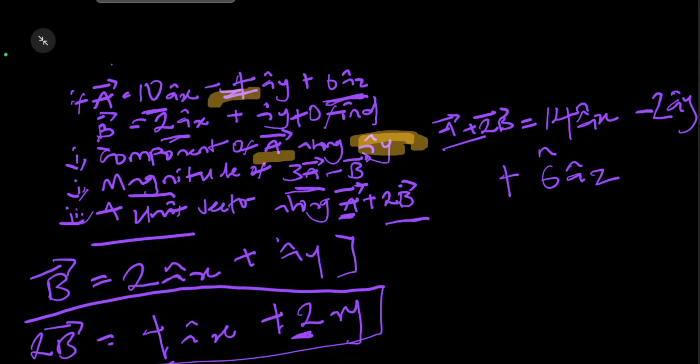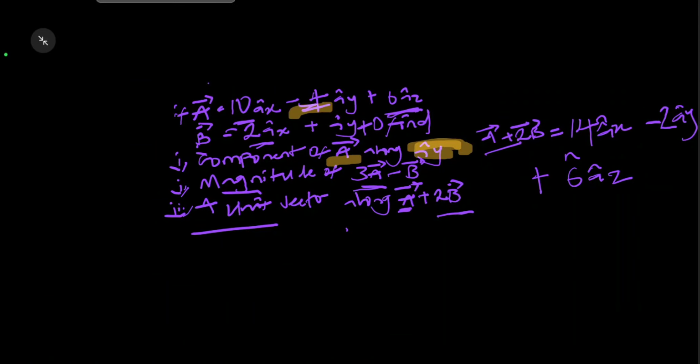So this is the sum of it, but we're asked to find the unit vector. So as you can see here, this is our vector, but to find the unit vector we have to know our magnitude. So let's find the magnitude. We use the Pythagorean theorem to find the magnitude.